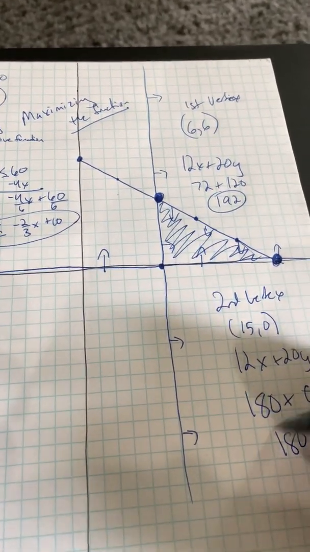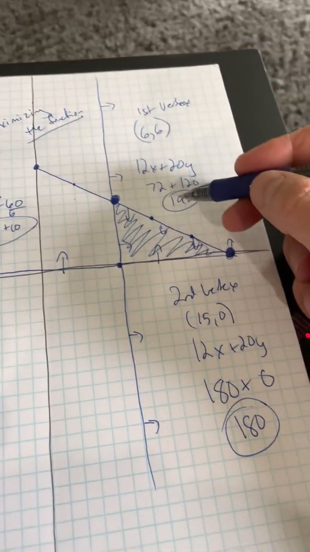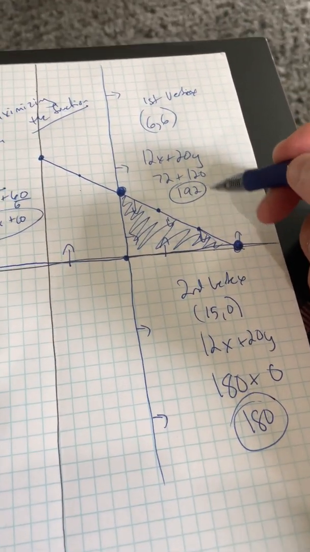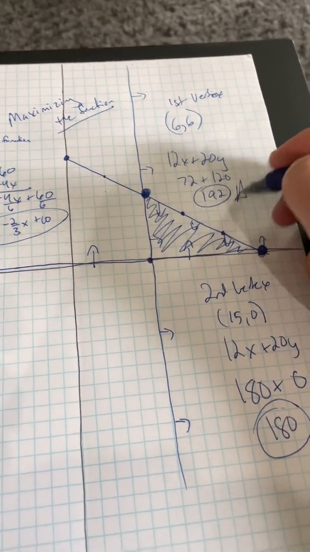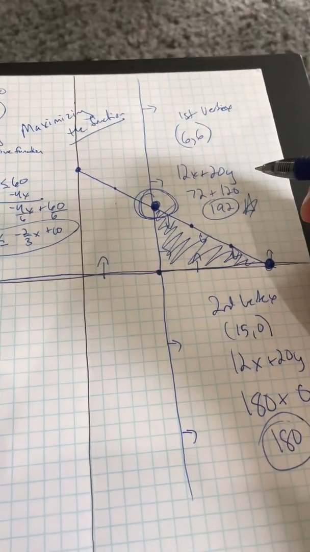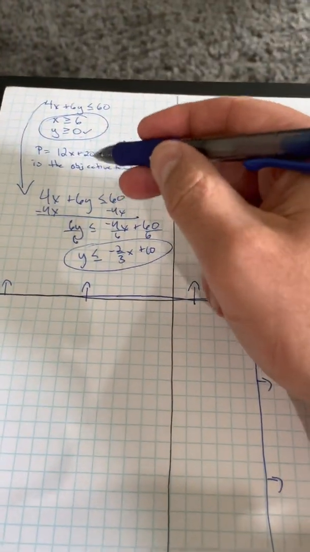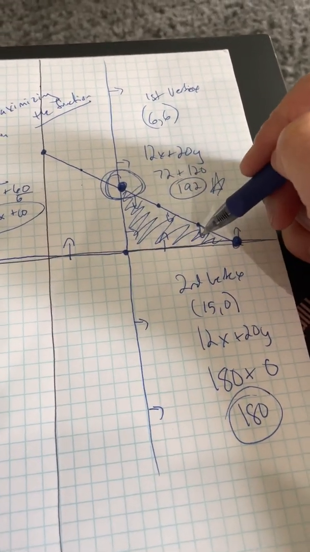So it's just 180. And then we take a look at our two objective function end results, or answers, and we get 192 and we get 180. 192 is clearly the winner. It's bigger, right? And we have just maximized this function, the objective function, by using the vertices of this triangle.